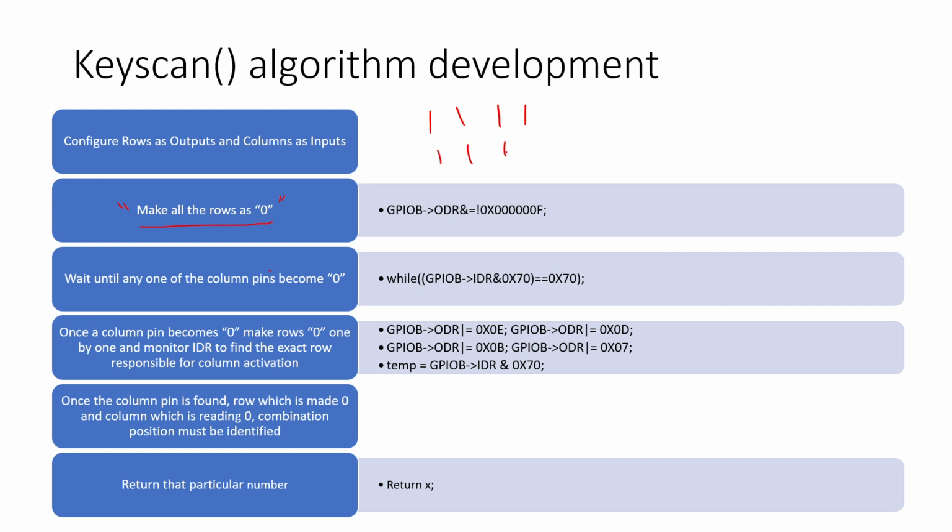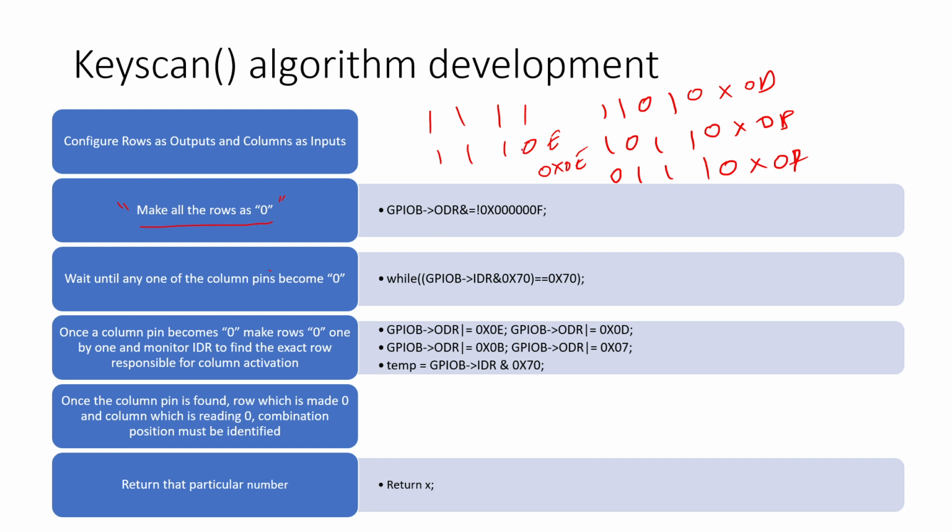That is, first we'll make 1110, then 1101, then 1011, and then comes 0111. So correspondingly, this corresponds to 0x0E, this corresponds to 0x0D, this corresponds to 0x0B, and this corresponds to 0x07. In this manner we will be configuring the rows.